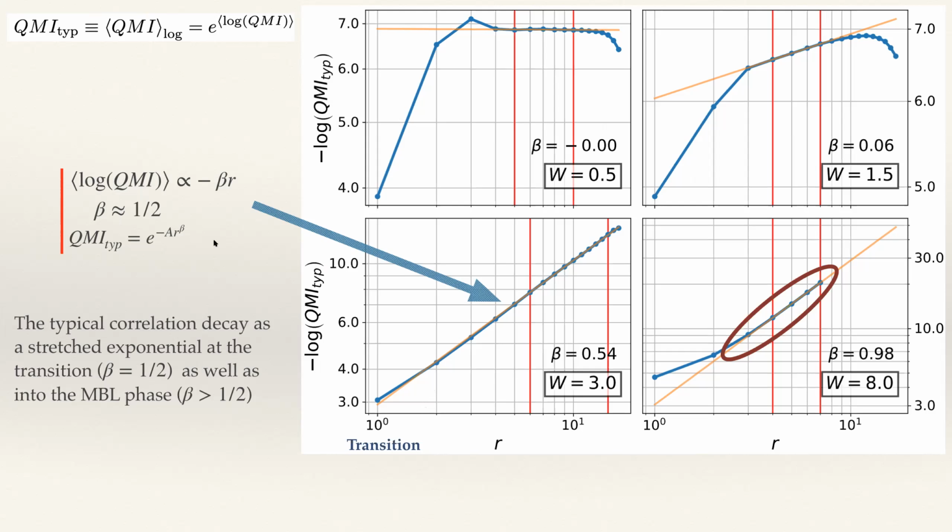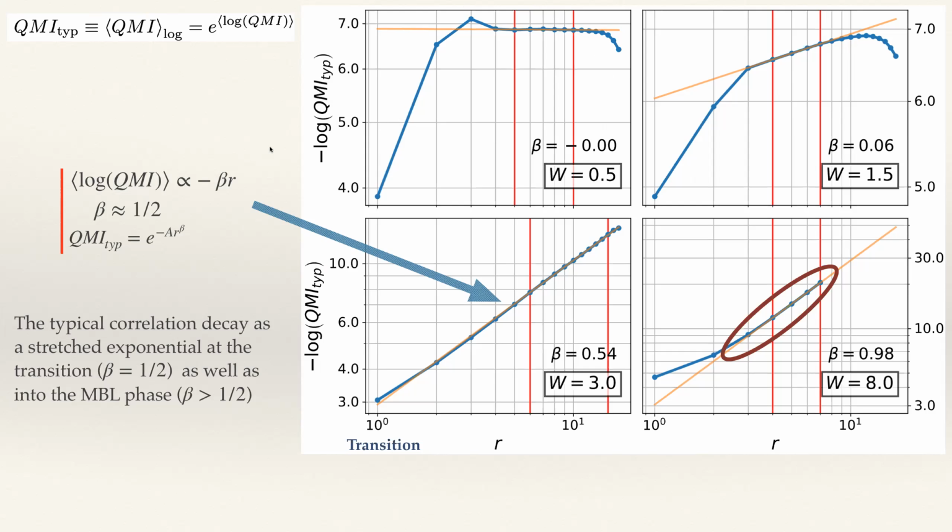So this gives the typical quantum mutual information. Sorry about that. We see that at the transition, we have e to the minus root of R. Here we have e to the minus R, a decaying exponential. And in the ergodic phase, we see just garbage, so this doesn't fit a line at all. There's no polynomial here. It's not particularly surprising, but at large R, this is just not polynomial.